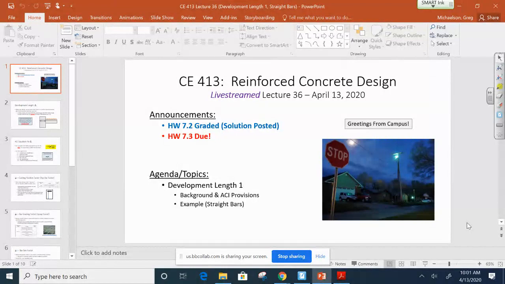Homework 7.2 was graded. The solution was posted. Hopefully, everybody was able to use the solution to complete their homework 7.3. The idea was that a lot of those key values were recomputed. In order to do 7.3, you needed some values that you had already computed in 7.2. So I figured, why don't I just go ahead and post the solution, make it a little easier for you.